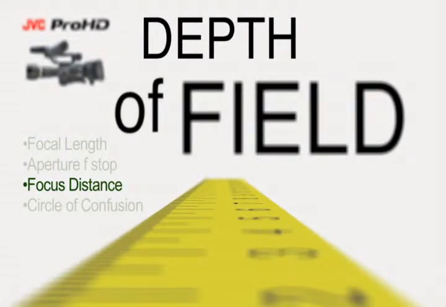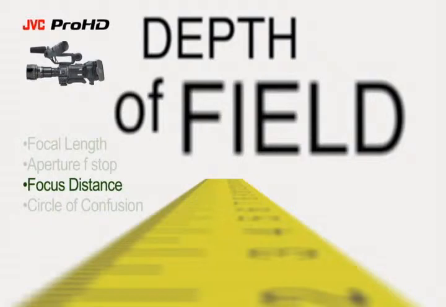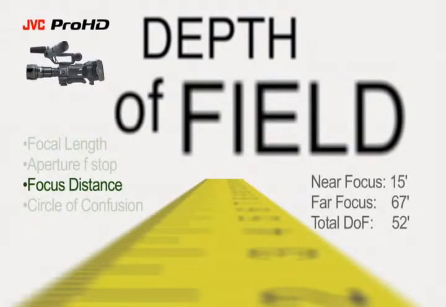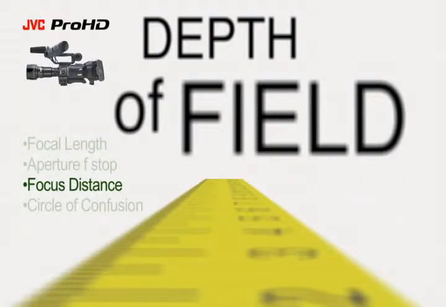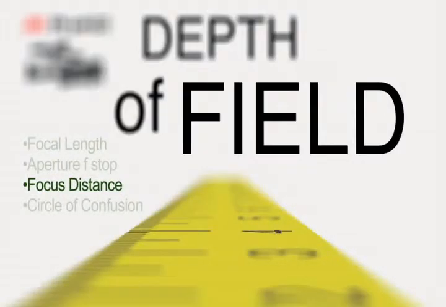Now I'll rack focus to our object in the background, and when I look up on my depth of field chart, it tells me that the near focus is 15 feet and the far focus is 67 feet. So as you can see, as we focus much further away from the lens, the depth of field extends greatly, and when we focus back to the object closest to the lens, it is reduced.